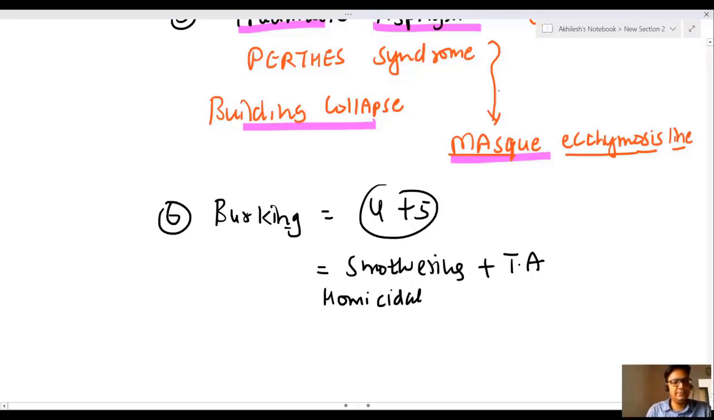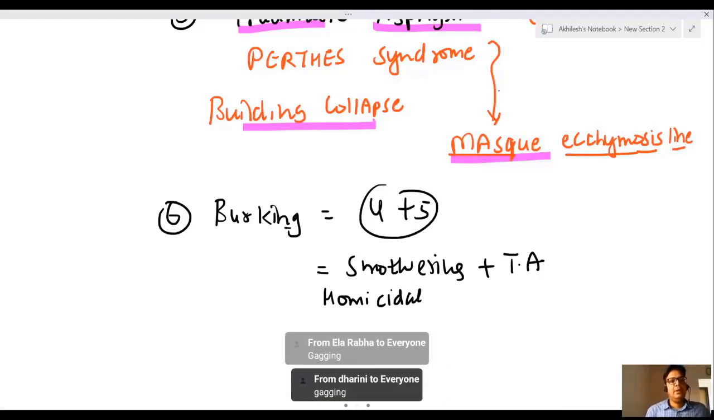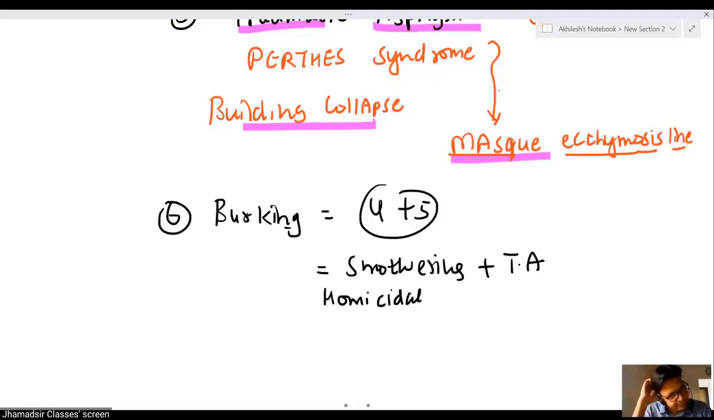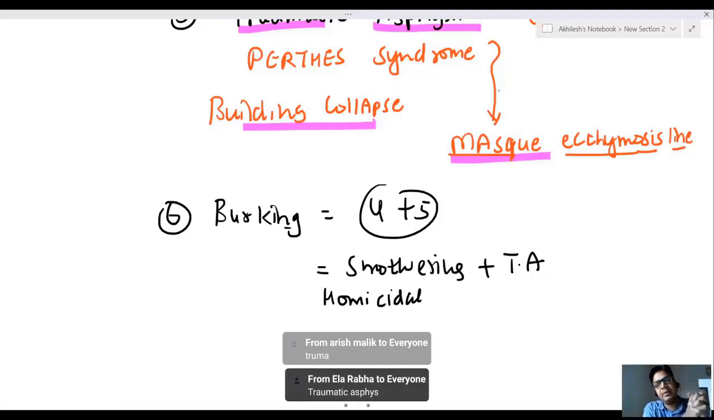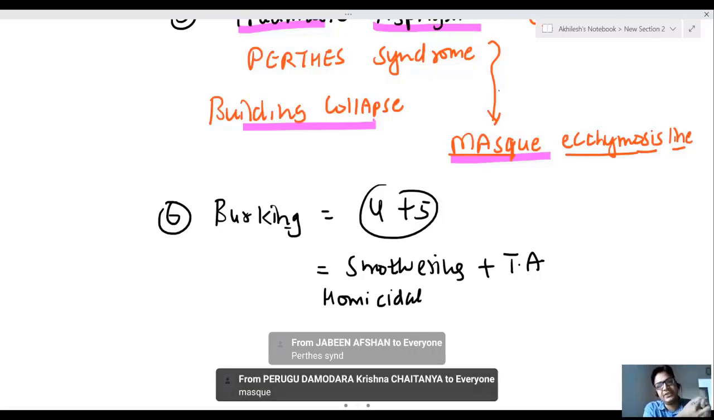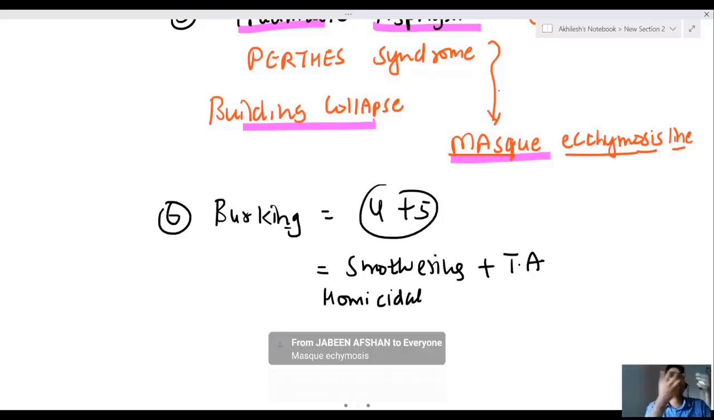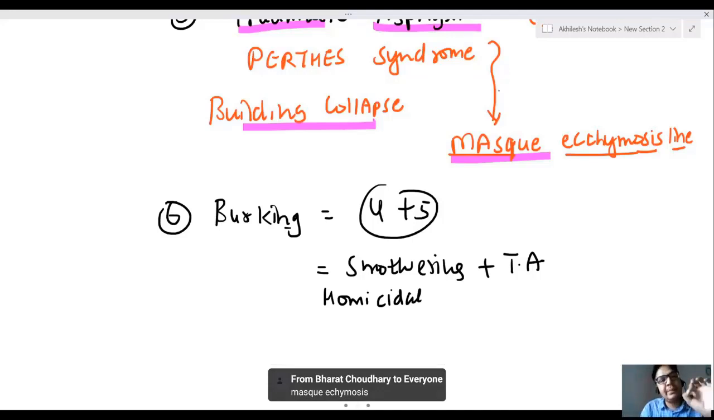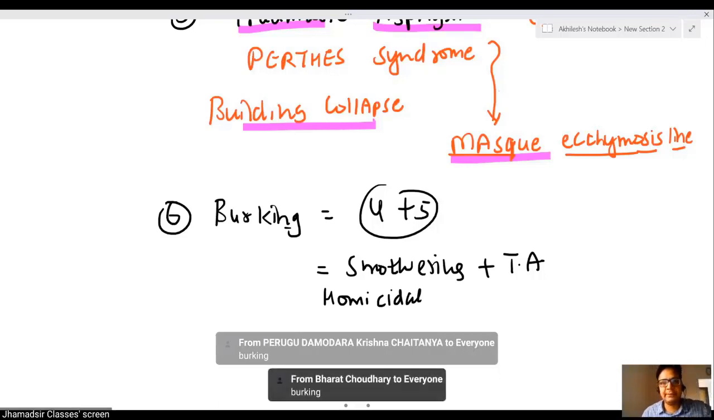Cloth piece goes in oropharynx. What is the name of this suffocation? Gagging. A heavy building material coming over the chest, or anything causing chest fixation. What is the name of this asphyxia? Traumatic asphyxia. What is another name of traumatic asphyxia? Perthes syndrome. What is the name of the demarcation line between compressed and non-compressed area in traumatic asphyxia? If you are killing a person with smothering plus traumatic asphyxia, that means you are killing by which method? Burking. Yes, friends, it is burking.